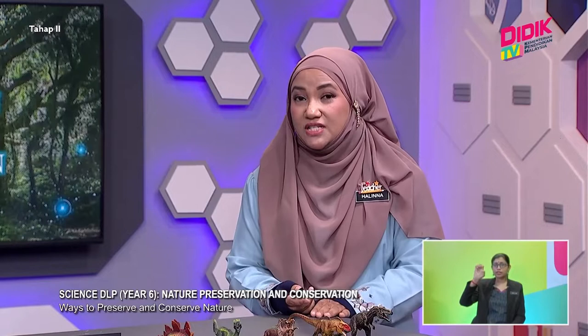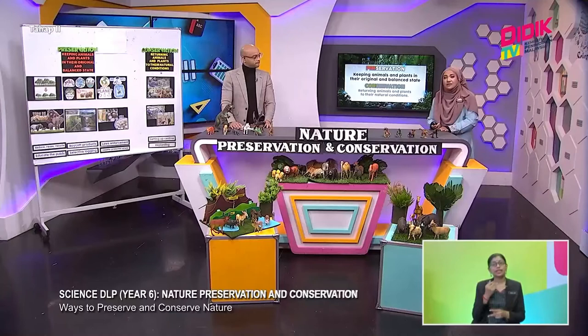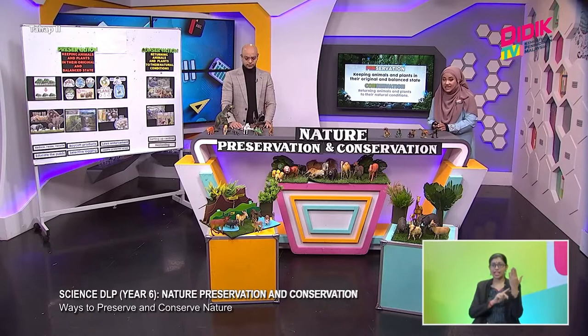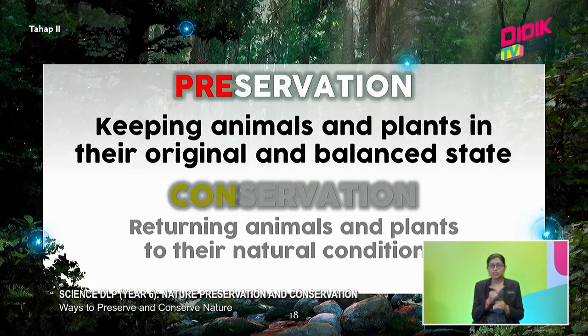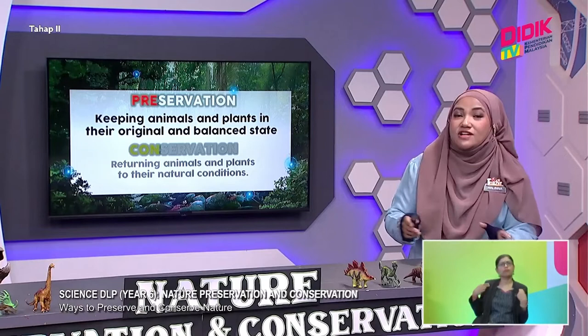So what is actually preservation? Preservation means keeping animals and plants in their original and balanced state. That means the animals and the plants in their original place. If it is balanced, everything around them is enough, they have enough food to eat, enough of all what they need to survive. So we need to keep that. Make sure it is kept like that forever and nothing can disrupt it. So that is preservation.